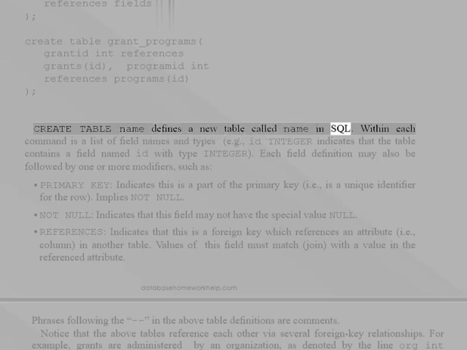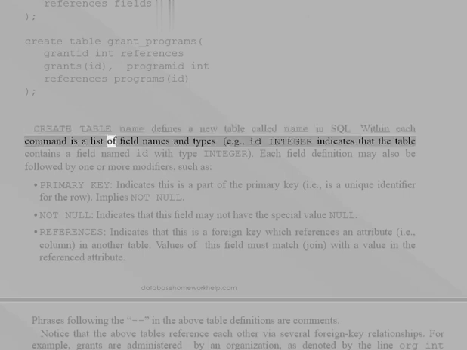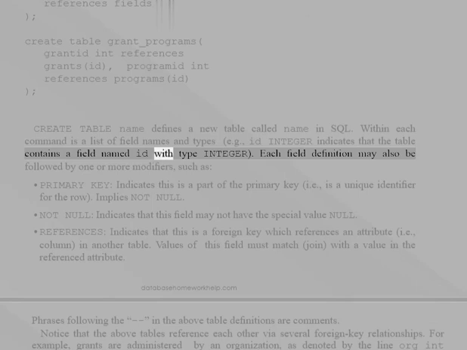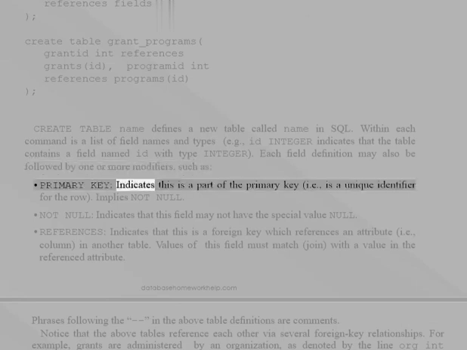Create table name defines a new table called name in SQL. Within each command is a list of field names and types. Example: ID integer indicates that the table contains a field named ID with type integer.